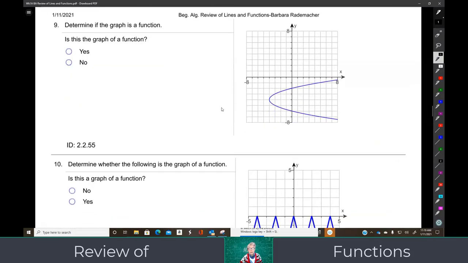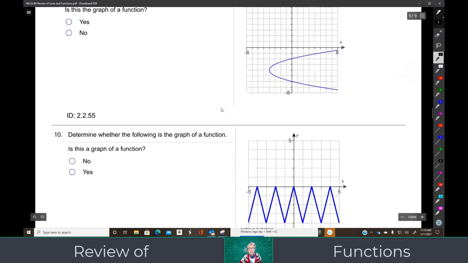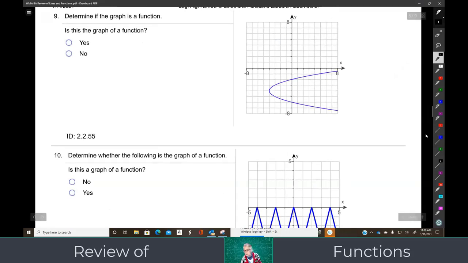So just real quickly, we're going to talk about these two graphs. And you can probably now tell immediately what the difference is. If I draw a vertical line here, it goes through the graph at 2 points. It intersects the blue graph at 2 points, not a function.